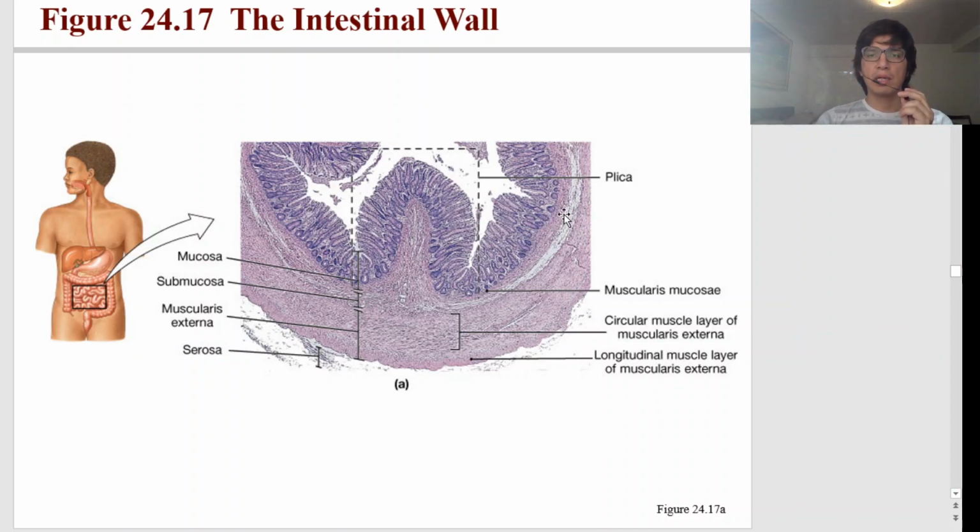Here we have the intestinal wall. Here we have an example of a plica circularis composed of several villi. You see here your mucosa, your submucosa, your muscularis externa, and a serosa.